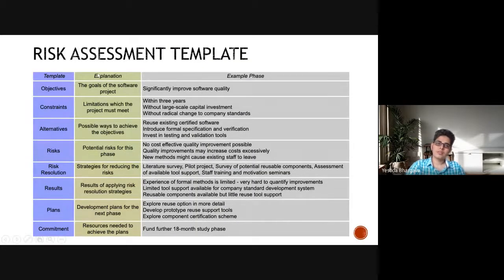So this table shows a risk assessment template. So ideally, at any stage in the spiral model, if you're trying to assess the risk, you would be creating this template and filling in the details. The first element in the risk assessment template is the objective. So you need to explain what is the goal of the software project. For example, in this particular case, your intention is to improve the quality of the existing software. However, there are certain constraints.